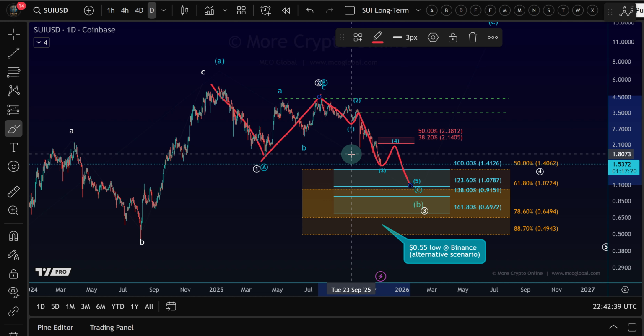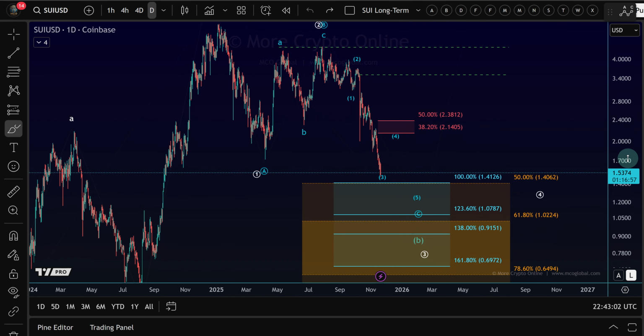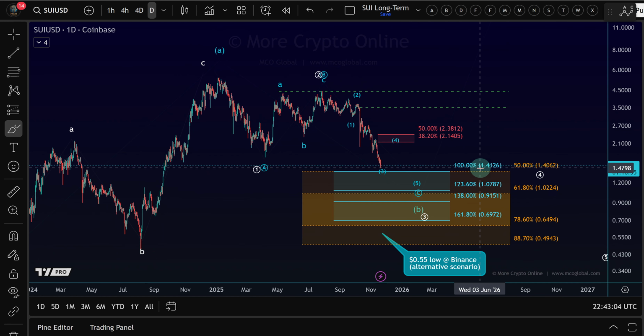Now, the C wave should reach the area between the 100% and the 161.8% Fibonacci extension of the initial A wave. In other words, it's the length, right? So the 100% extension means the C wave is as long as the A wave. So we are on our way towards this support zone right now. And very soon we could reach the $1.41 level, which is the 100% extension.